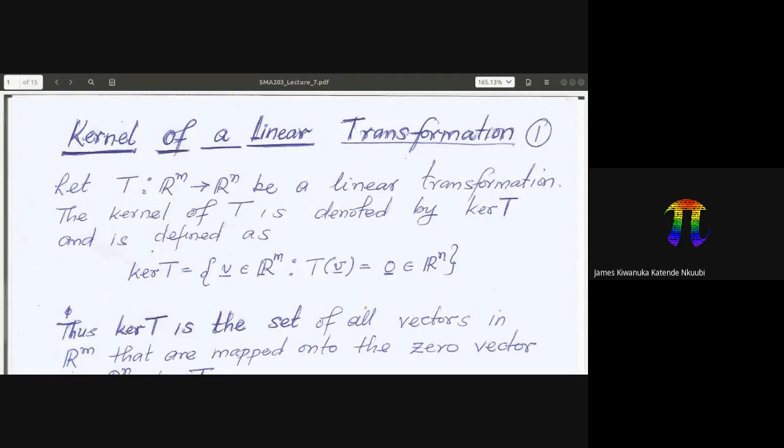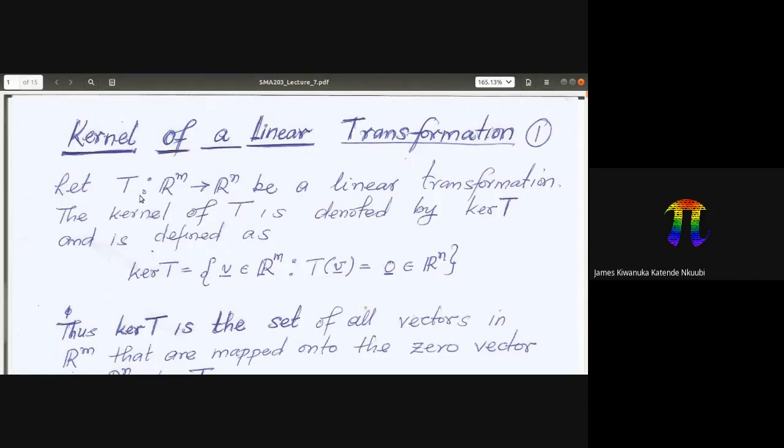Okay, so we'll proceed with the class. So here it is. So we'll talk about the kernel of a linear transformation. So at this point, the concept of a linear transformation must be clear to you, so that as we go on, everything else will make sense.